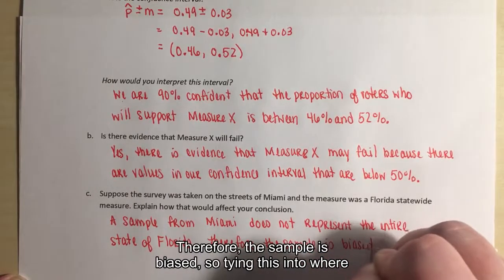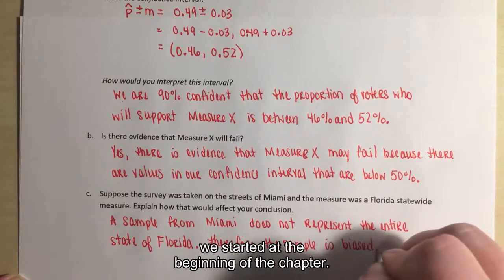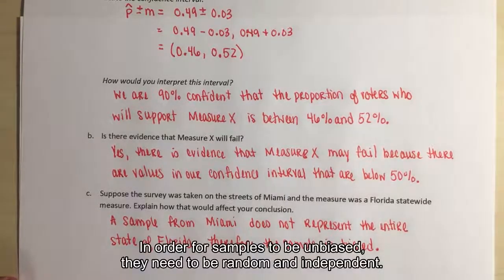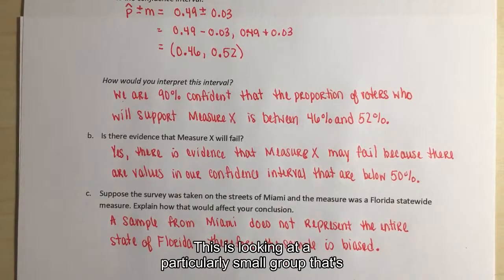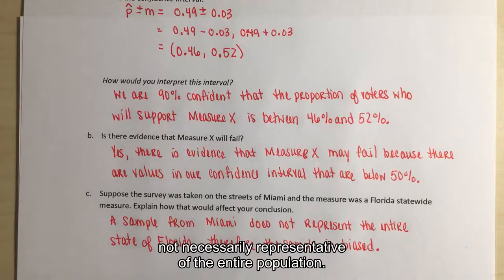All right, so tying this into where we started at the beginning of the chapter, in order for samples to be unbiased, they need to be random and independent. This would not be an unbiased sample. This is looking at a particularly small group that's not necessarily representative of the entire population.